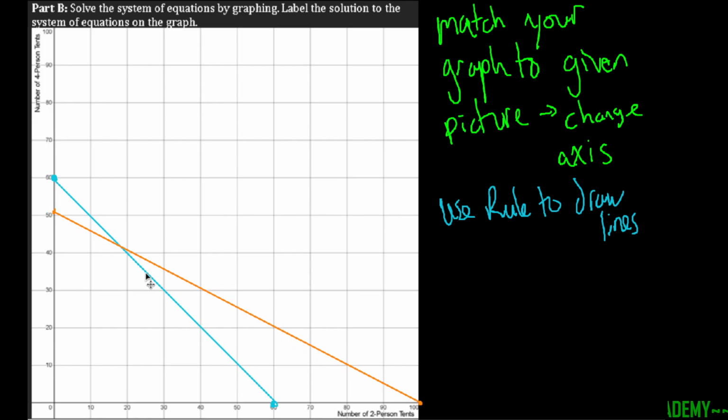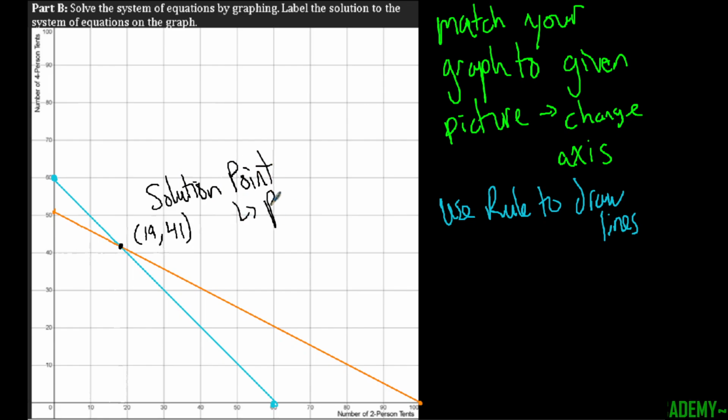And so notice how it has this point here, and now what we need to do is we need to say that solution point. So we said our solution point is again where they intersect. So let's call it right here. Again, let's label what that point was. It was 19, 41. And again, that matches up. It's 19 on our x, and on our y, it is 41. So let's label that as our solution point. And we called that, again, the point of intersection. So wherever they cross, touch, meet, that's what we're looking for.